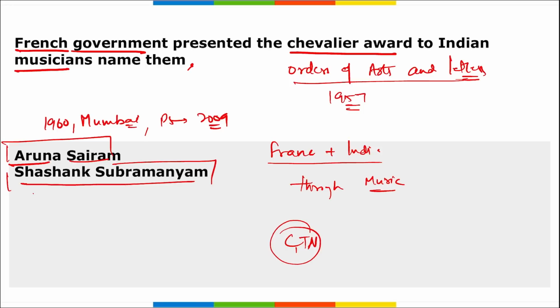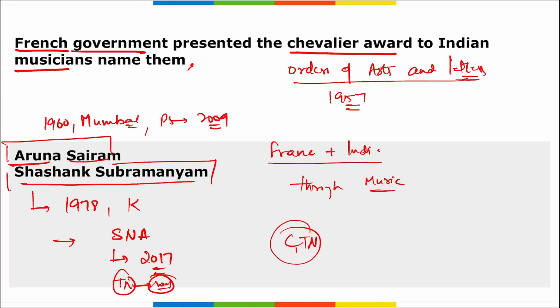Then if we talk about Shashank Subramaniam, he was born in 1978. He is from Karnataka and he was awarded the Sangeet Natak Academy Senior Award by the Government of India in 2017. And he also received the Kalai Mamani Award from the Tamil Nadu government in 2001. Correct. So this is some information related to both the musicians and the Chevalier Award, that is the Order of the Arts and Letters. This award was presented to Aruna Sairam and Shashank Subramaniam, both musicians from India.